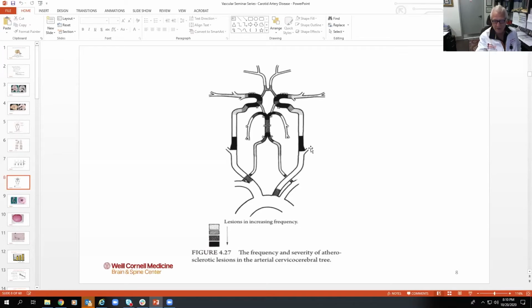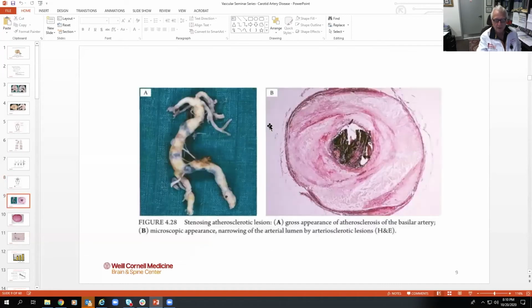Another common area is in the vertebral basilar confluence and at the basilar apex. You'll all remember Moyamoya. We do see disease in the cavernous segment and the proximal internal carotid wall. This is what you see looking at a vessel in a patient that has severe atherosclerotic disease.